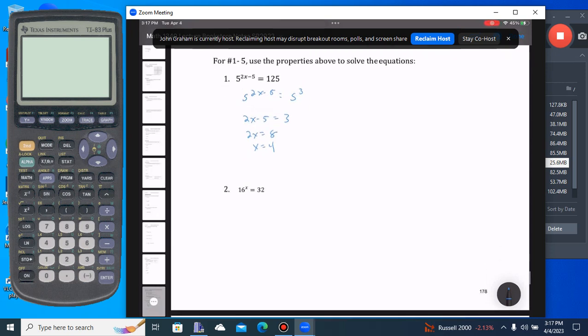Next one, 16 to the x equals 32. We can rewrite 16 as 2 to the 4 and 32 as 2 to the 5. When you raise a power to a power, you just multiply those. So 2 to the 4x equals 2 to the 5. 4x has to equal 5, so x equals 5/4, which is 1.25.